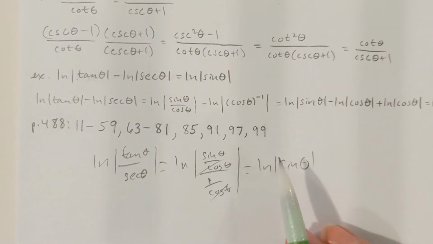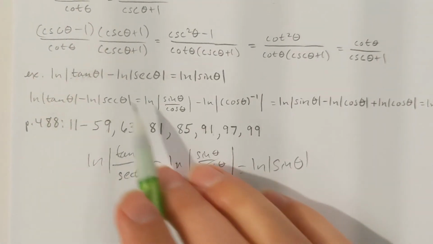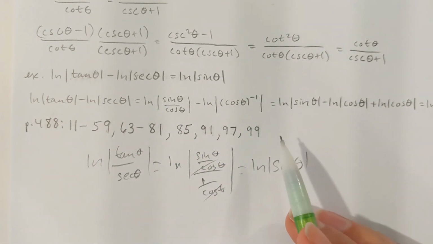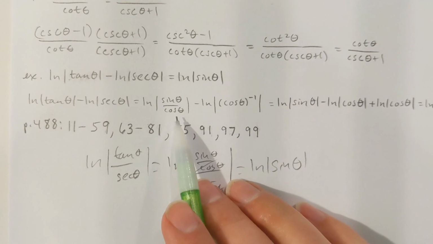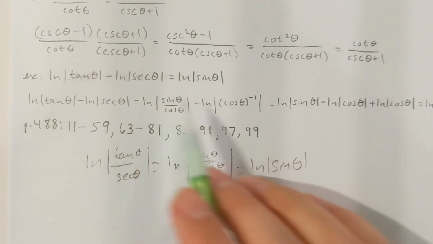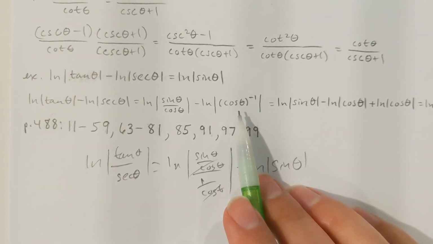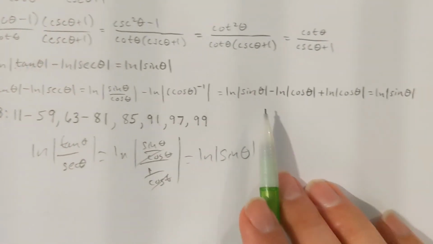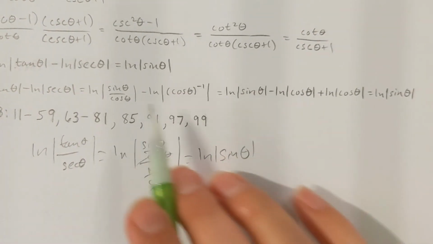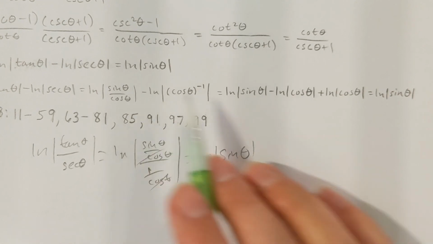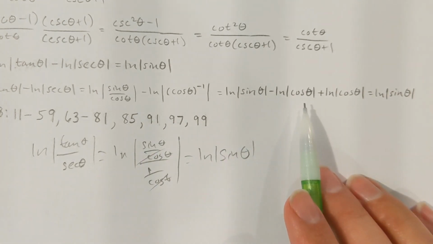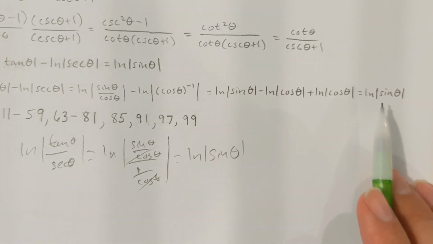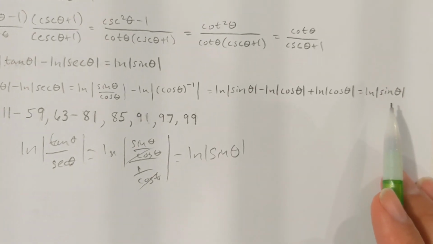Now in my calculation, I guess I switched everything to sines and cosines. And that's another option that you could take here. Tan theta is the same as sine theta over cosine theta. Secant theta is the same as 1 over cosine theta. Okay, and then I have split these into 2 logarithms so that I could cancel these last 2 terms, and I still get ln of absolute value of sine theta.